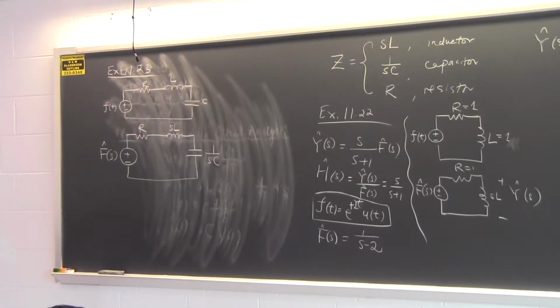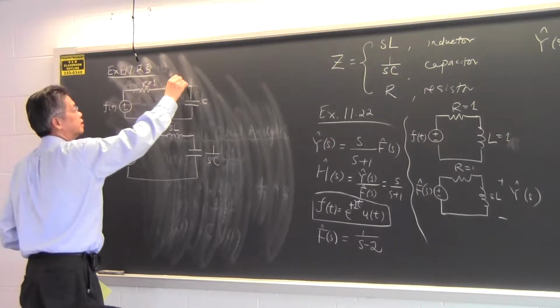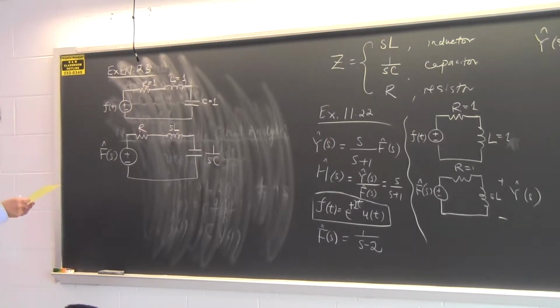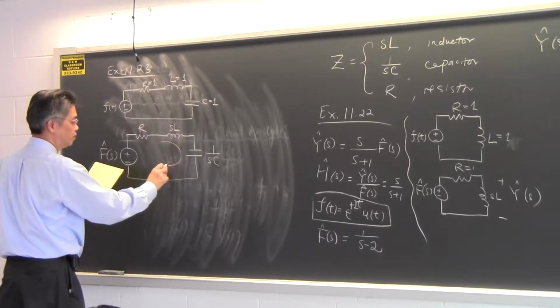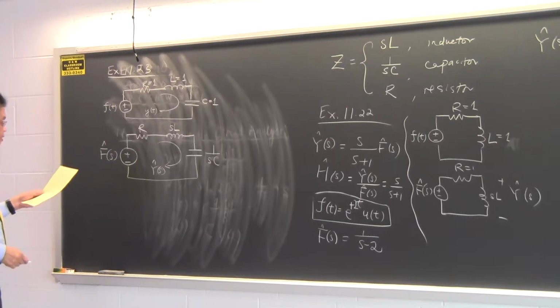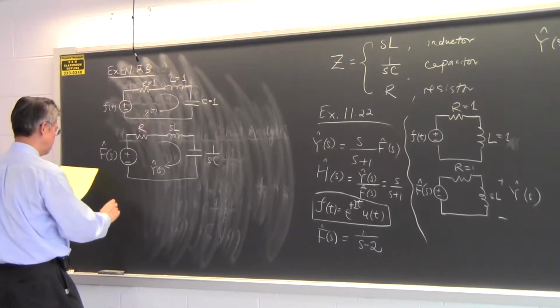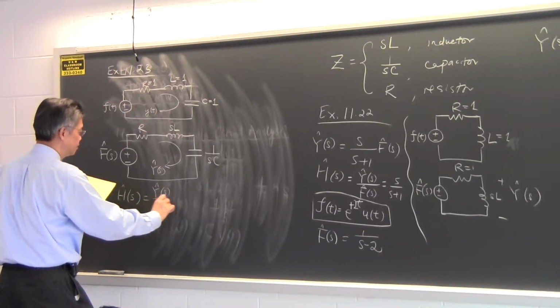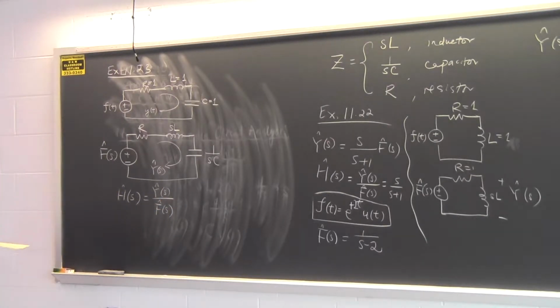And in this example, everything is set to 1. So R is 1, L is 1, and C equals 1. You're supposed to find the function y hat of s, which is actually the current y of t. You're supposed to find this ratio, h hat of s, which is called a transfer function, which is y hat of s divided by f hat of s. So y hat of s is the current that goes through the circuit.